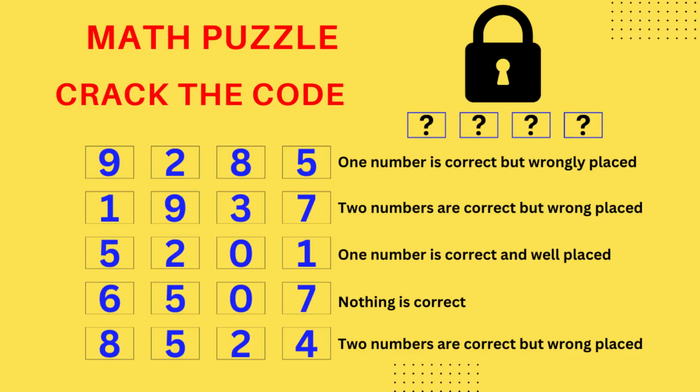There is a lock which has a code which is needed to open it. Can you crack the code? You can see that there is a set of codes given, and it also tells what is wrong with each particular code. With this set of information, can you find the right code of the lock that will open it?